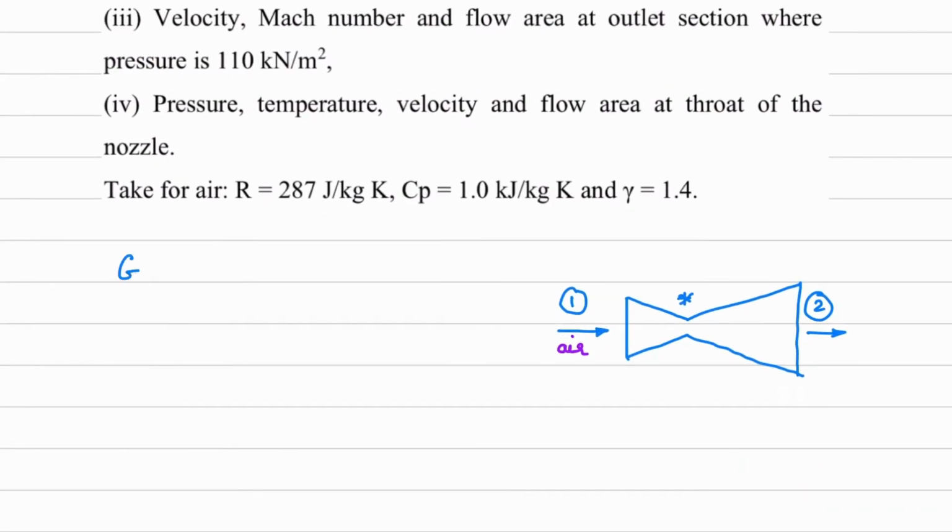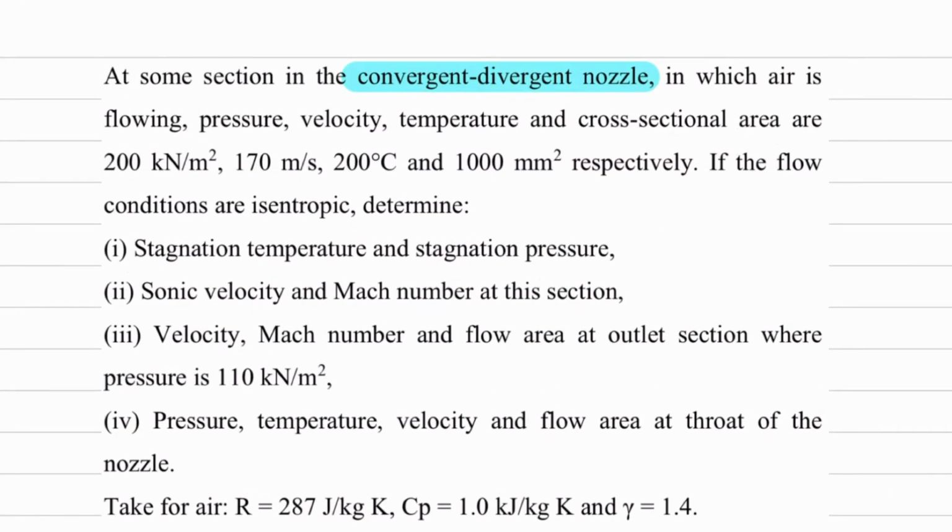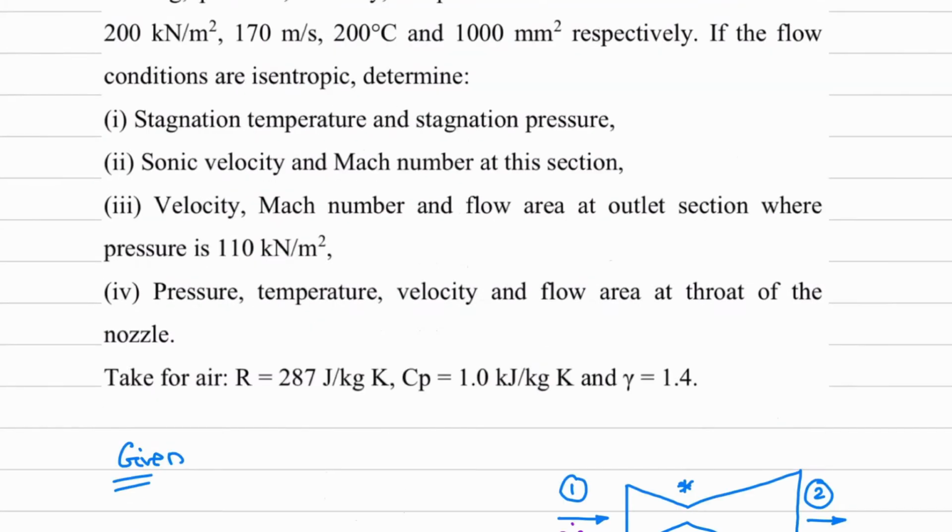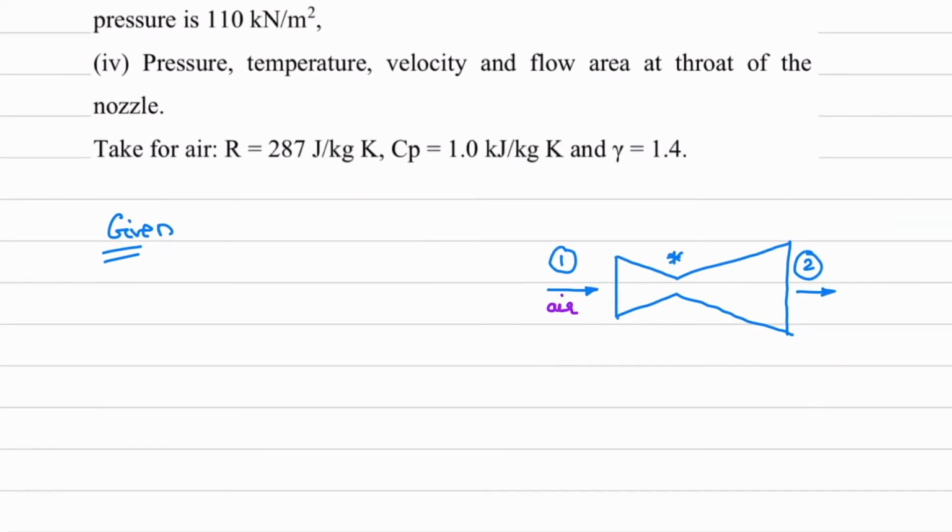So what is the given data? First, we'll see at some section. What is the pressure given? First is pressure. Pressure is 200 kilonewton per meter square. Okay, so I'll write down pressure P is equal to 200 kilonewton per meter square. I don't know the section, that is why I have written it as P only. If I know that this particular pressure is at section 1, then only I can write this as P1. So it is at any section, so I have written general P only.